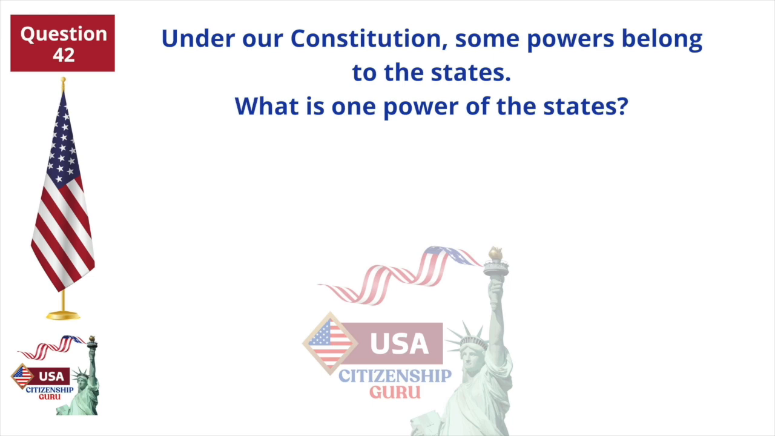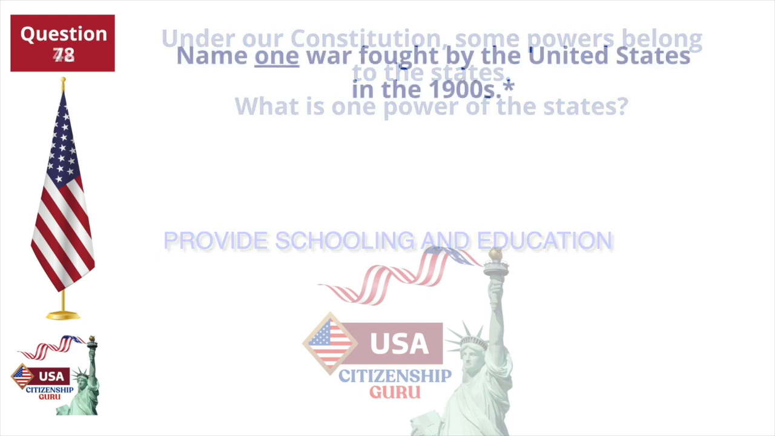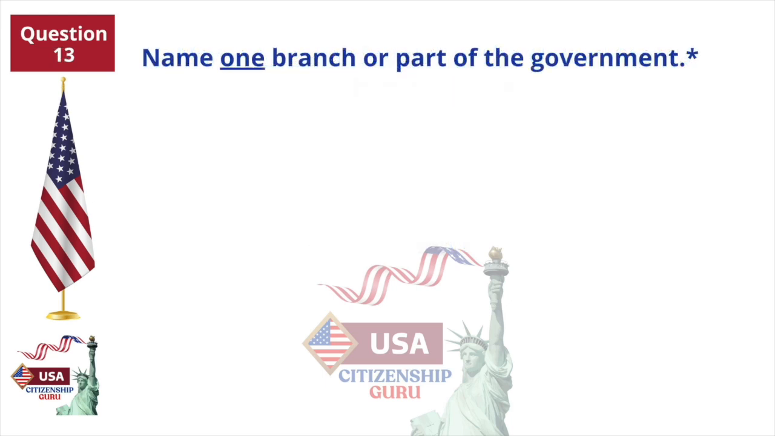Under our Constitution, some powers belong to the states. What is one power of the states? Provide schooling and education. Name one war fought by the United States in the 1900s. World War I. Name one branch or part of the government. Congress.